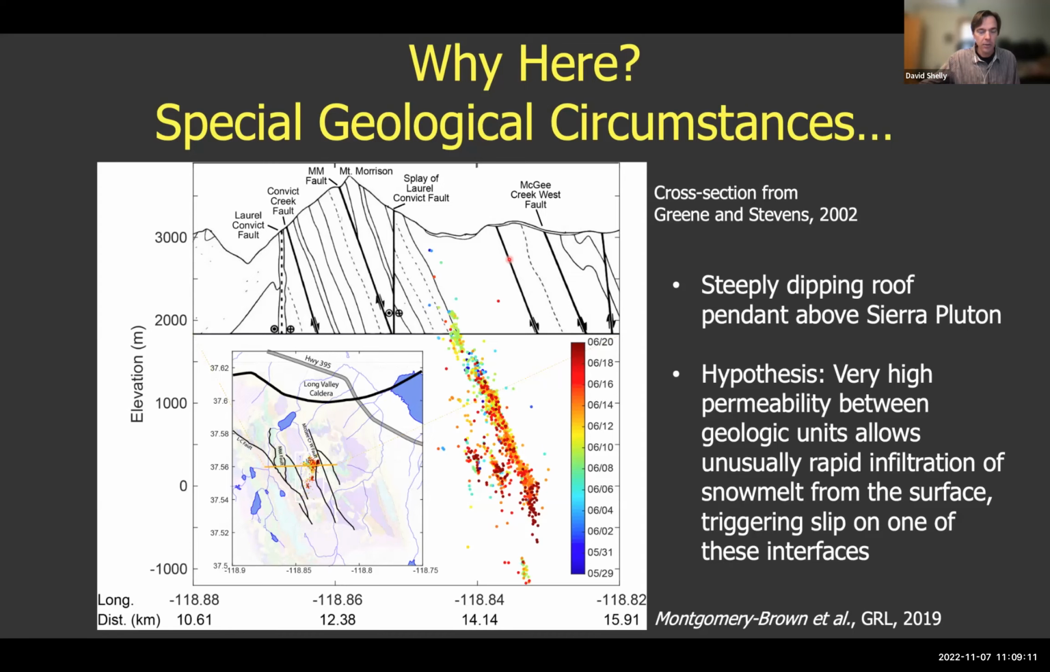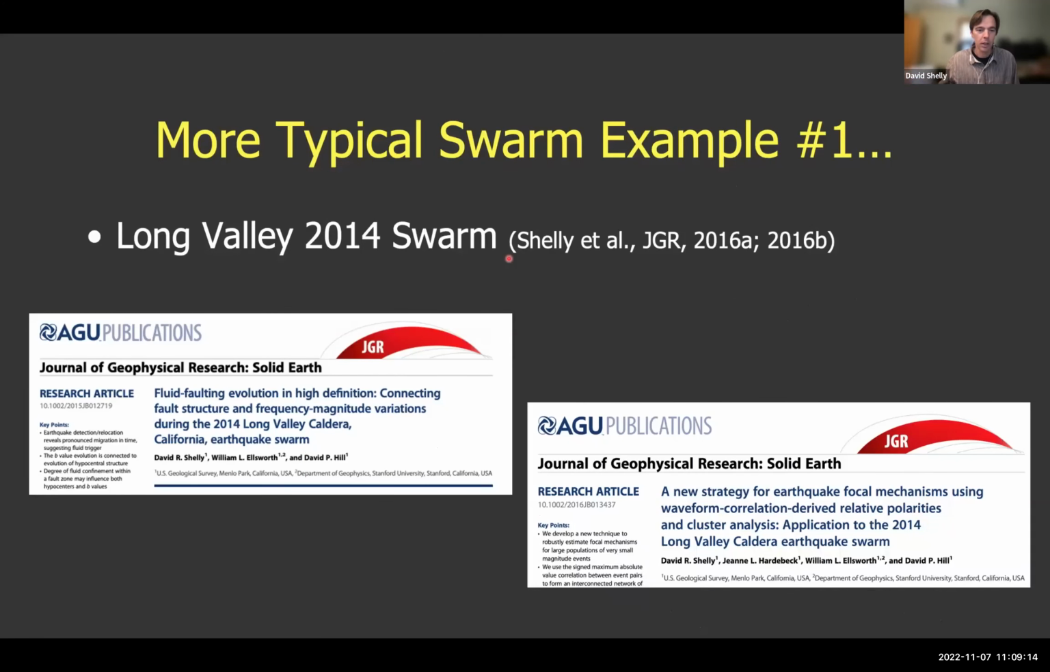Okay, so I'm going to stay in Long Valley, but move to a very different kind of swarm. So in 2014, there was what seemed like a pretty exciting earthquake swarm. It was right in the caldera. It had earthquakes that were up to magnitude 3.5, which is large enough to be felt. And even though as seismologists, we might not draw a very sharp boundary between earthquakes that are too small to be felt and those that are large enough to be felt, that boundary is very pronounced for residents in the area and for the media.